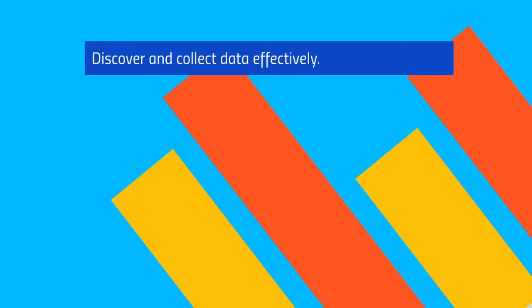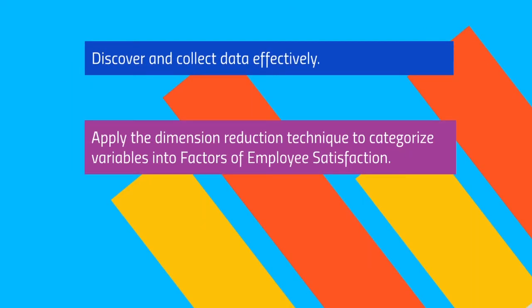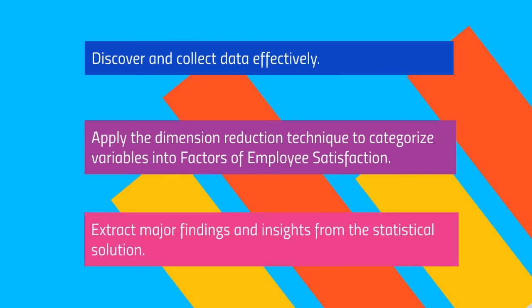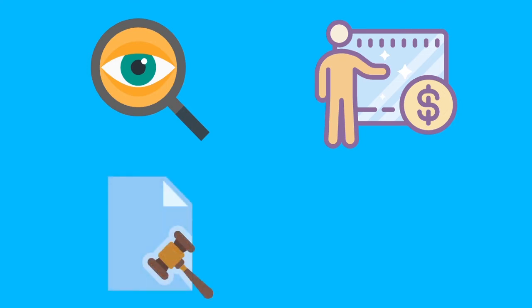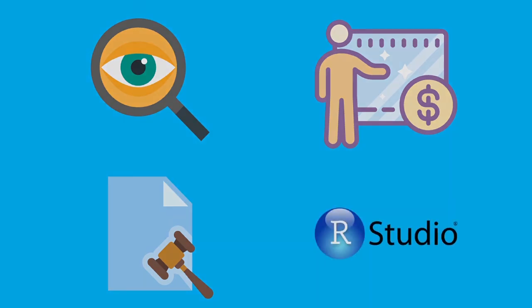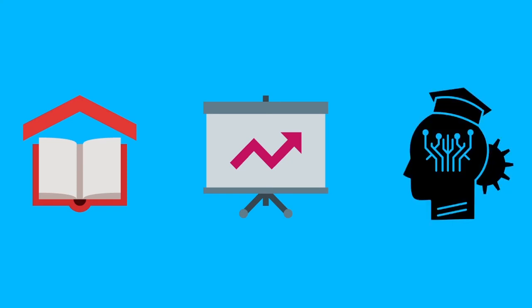explore the data for meaningful insights using various methods such as univariate and bivariate analysis, hypothesis testing, application of dimension reduction technique to categorize variables into factors of employee satisfaction, extract major findings and insights from the statistical solution, and understand how the insights will help leaders make strategies and policies to improve employee satisfaction. We'll learn all of these using the statistical tool R. Learning the theory behind analytics is important, but project-based learning is the key to fully understand the analytics process.